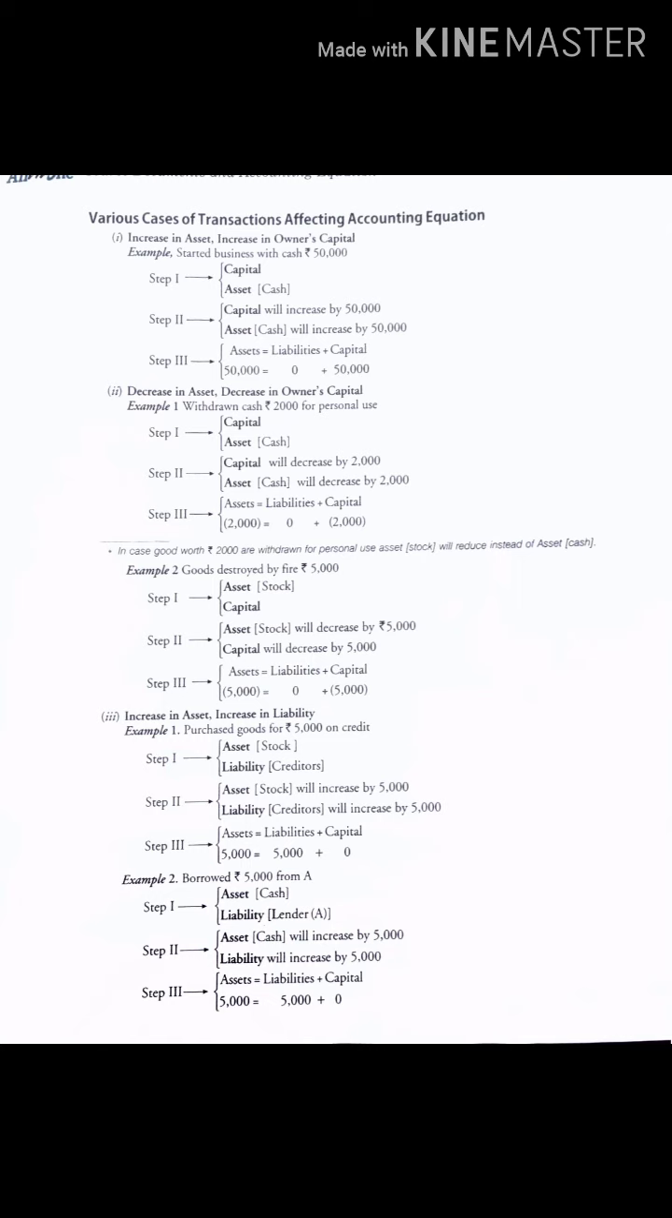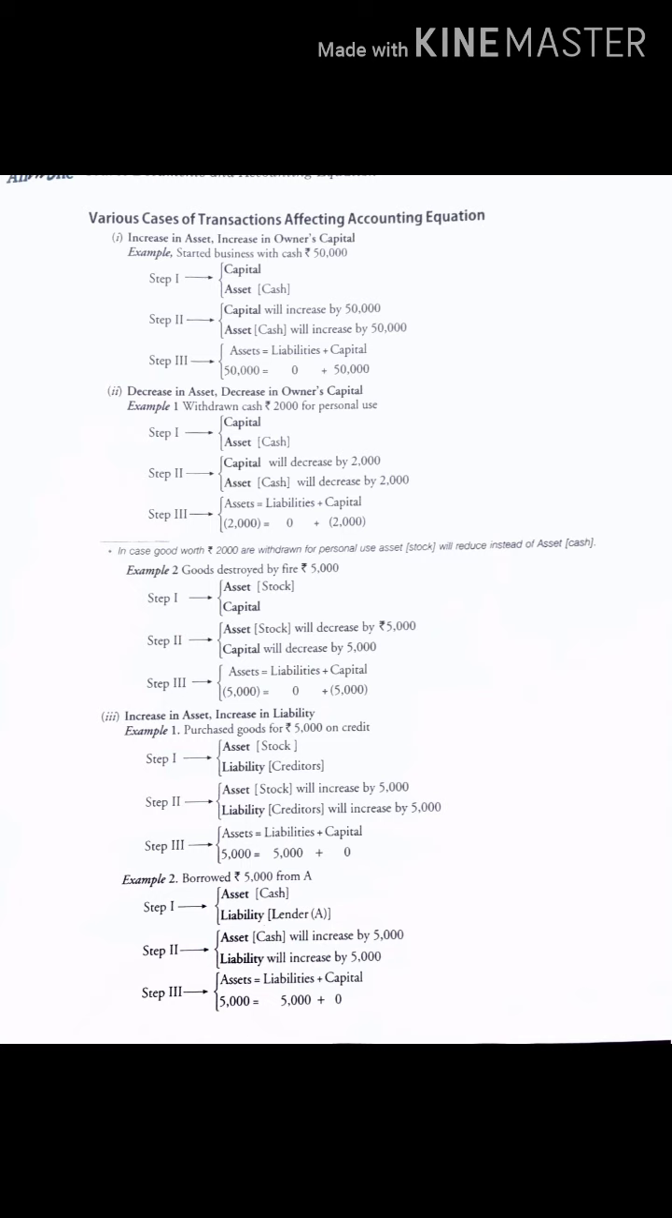Okay, now the second part was what? What is increase and what is decrease, right? That is what we will check out: what effect it is giving to the transaction. My capital is increasing by 50,000 and equally my cash is increasing by 50,000. Okay, that is, assets equals liabilities plus capital. My asset is 50,000. What is my liability? So far nothing. What is my capital? 50,000. So 0 plus 50,000 will give me 50,000.